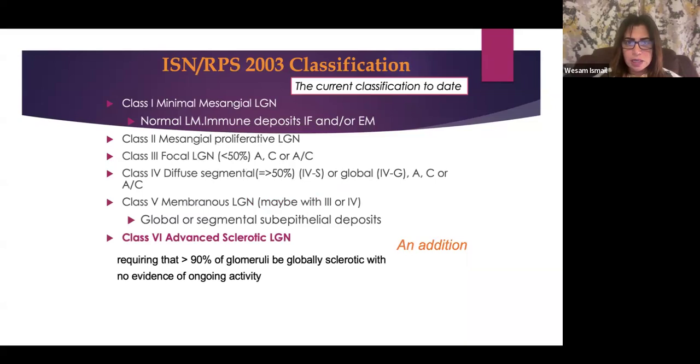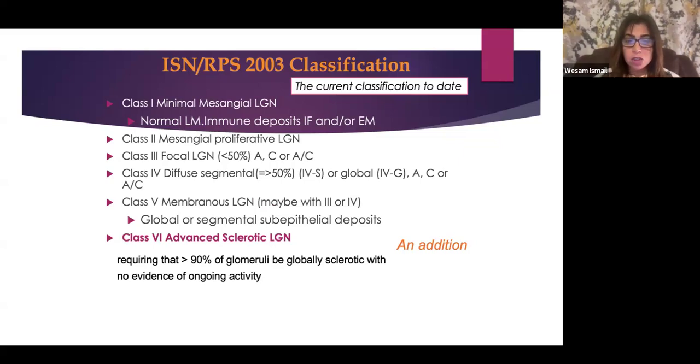And in addition to this classification back in 2003, I think one of the main points is that either this class is going to be eliminated in the new classification or it's going to be modified. It is class 6, which is advanced sclerotic GN, because this requires that more than 90% of the glomeruli be globally sclerotic with no evidence of ongoing activity. This is really a very, very rare clinical scenario.